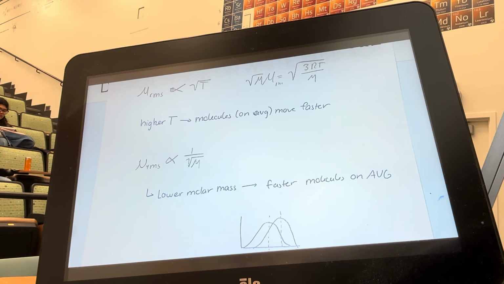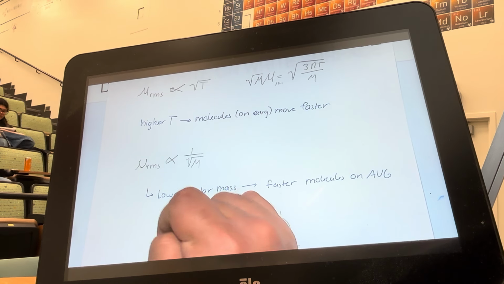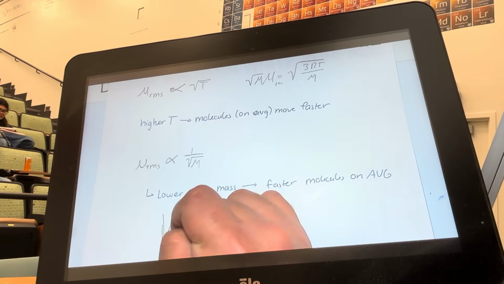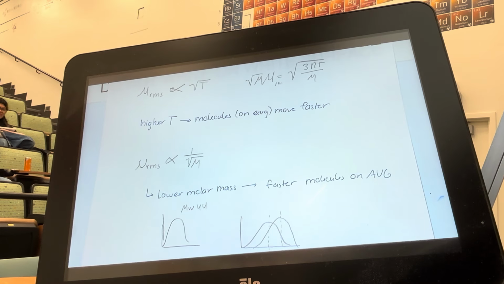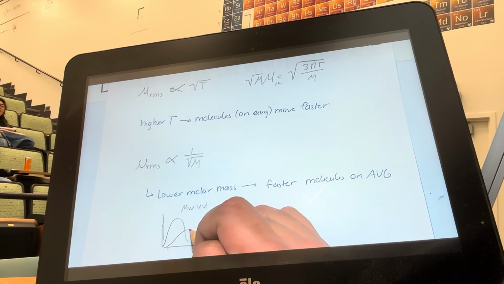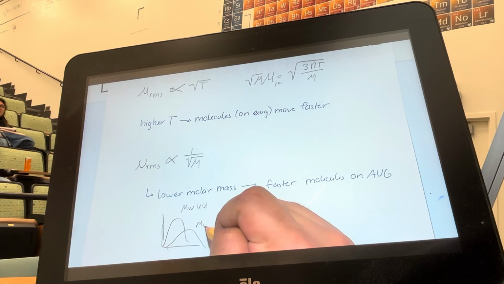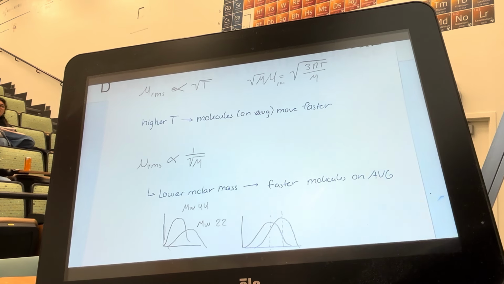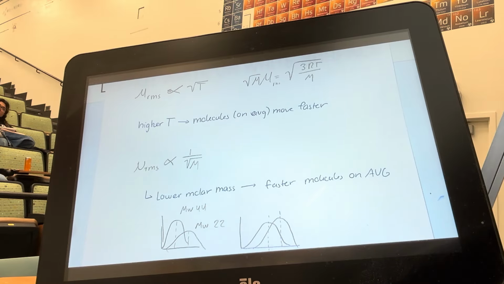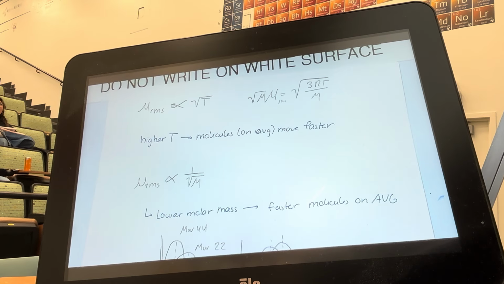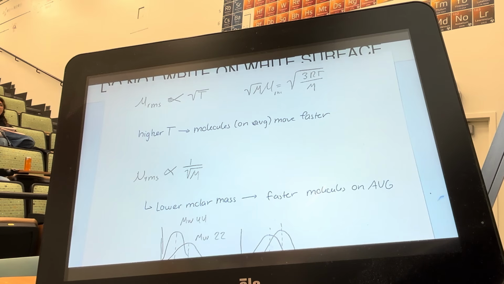It's the same thing for molar mass. If you're heavier, so let's say this is the molar mass of, I don't know, 44, and this is the molar mass of 22. On average, you have more energy if you're lighter, and you have more energy if you're at a higher temperature. So that's what it looks like. That's a distribution. Makes sense?